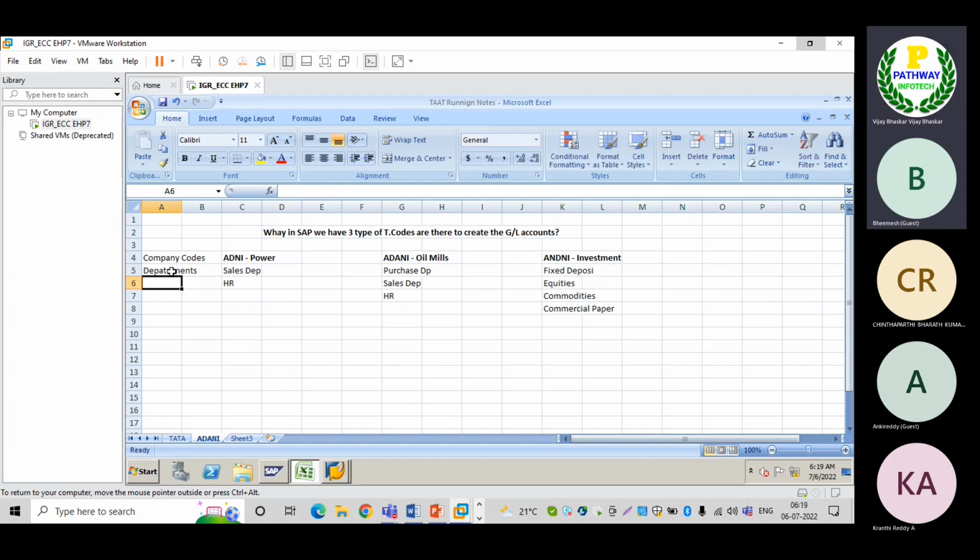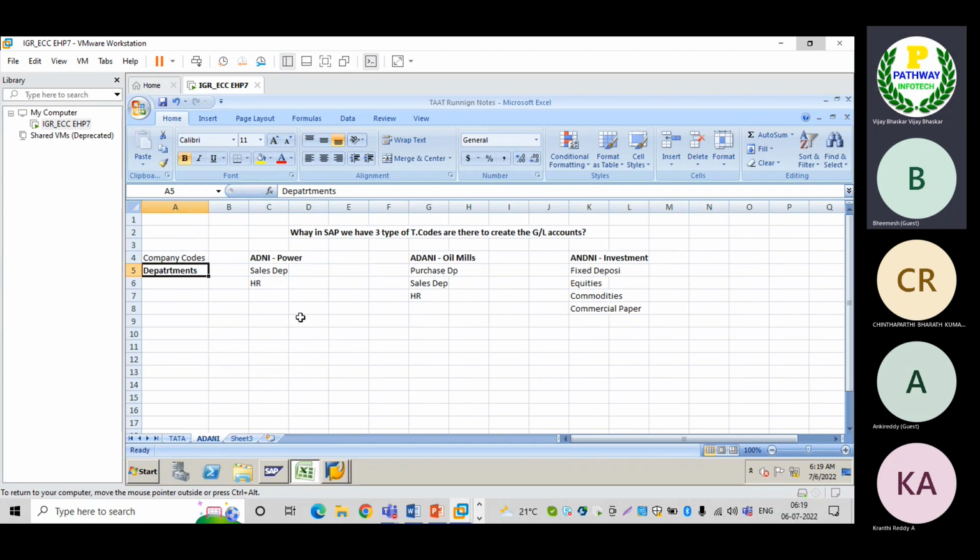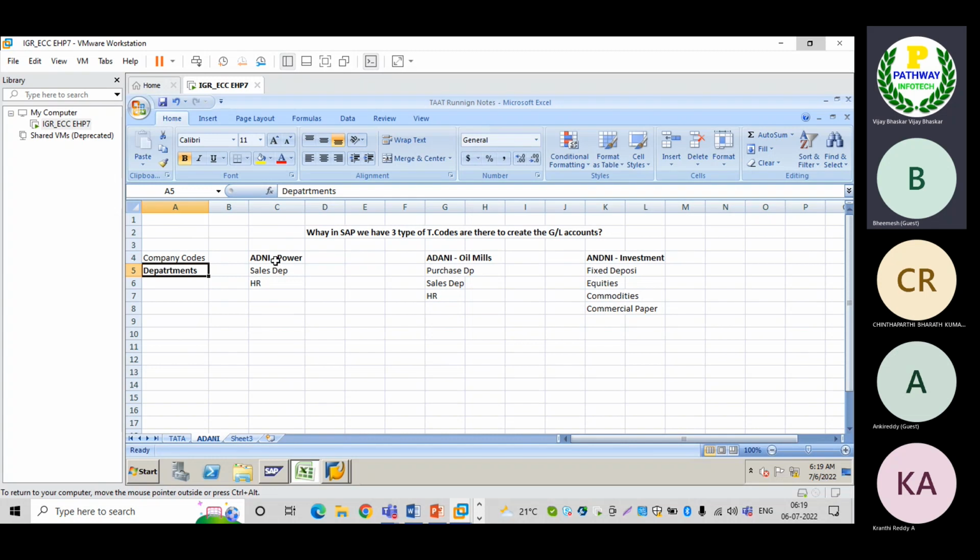These are the departments which are available. Each and every legal entity has their own departments. Let us assume, first for Adani Power, this legal entity requires revenue related GL accounts, because they have the sales department. They must have revenue GL accounts, whether the revenue is from domestic or international sources, whatever it may be. The ultimate goal is that we would require a revenue GL account for this legal entity.